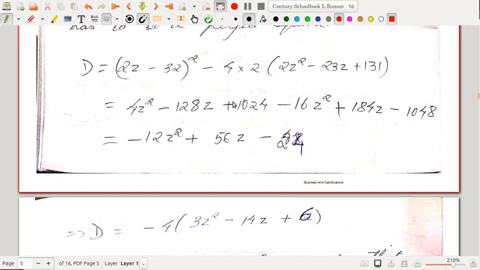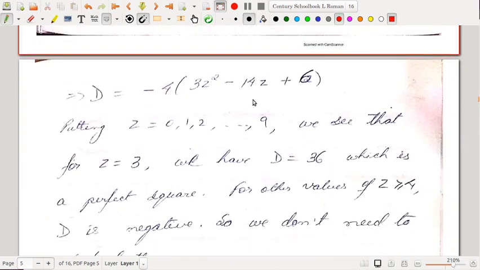So let us find out the discriminant. It is 2z minus 32 whole square minus 4 into 2 into this quantity. So after simplification it comes out to be this. You can take minus 4 common, minus 4 multiplied with this. Okay, and we want the roots to be integers. That means the discriminant has to be positive, greater than or equal to 0, right? So that also we have to keep in mind.